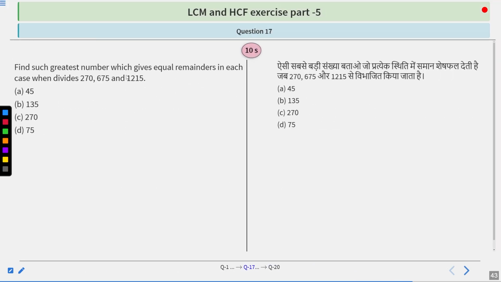Find such greatest number which gives equal remainder in each case when divides 270, 675 and 1215, and options are 45, 135, 270 and 75. These are the options.